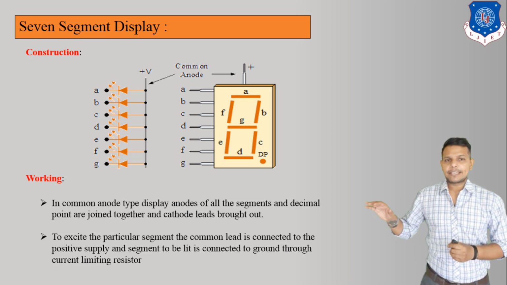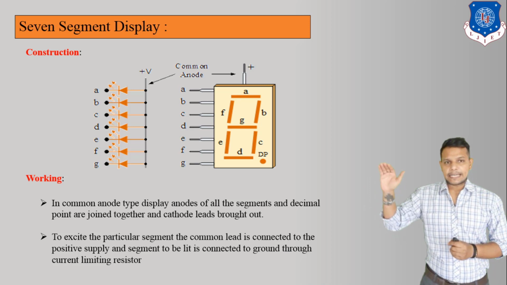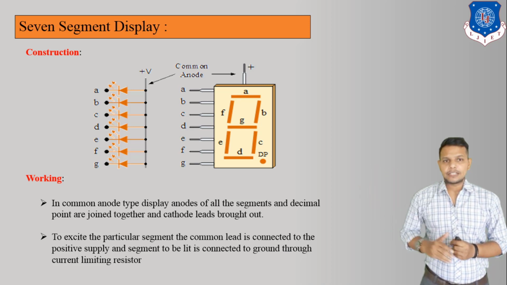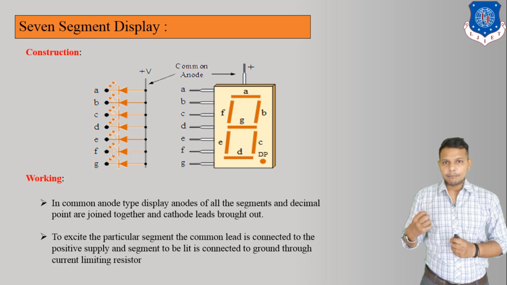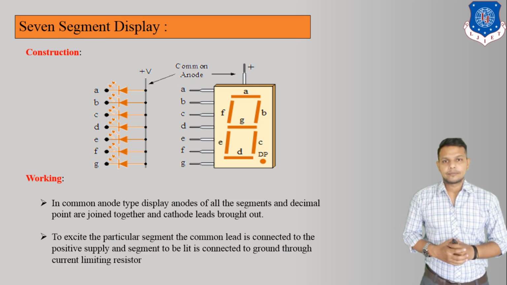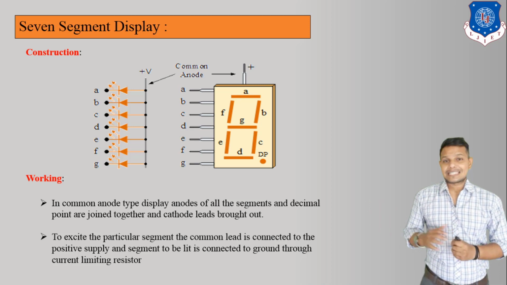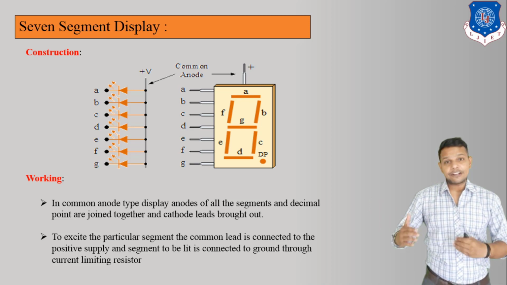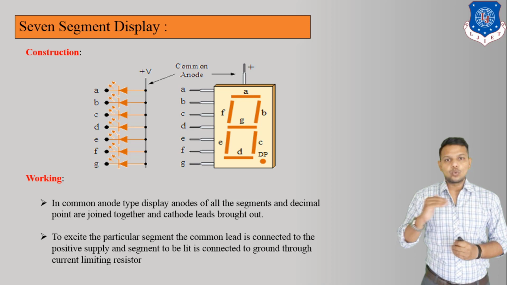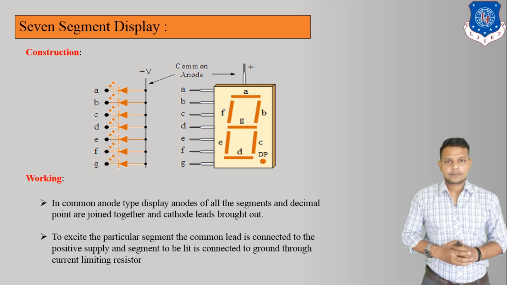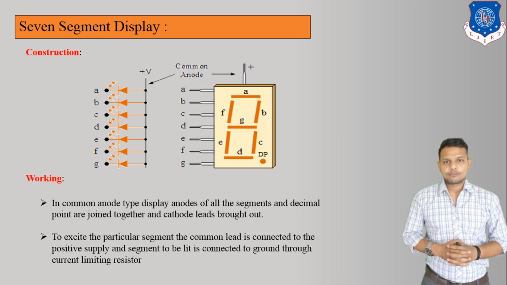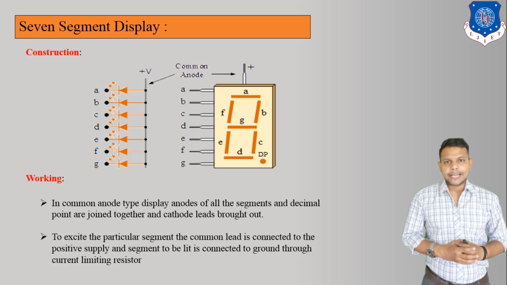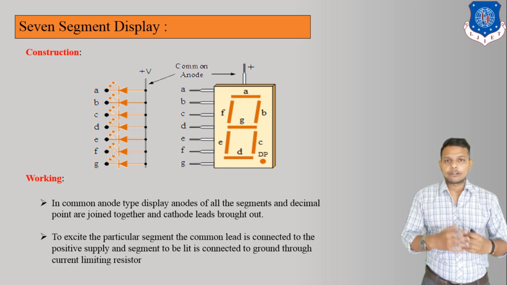Here we can see 7 segments, that means A, B, C, D, E, F, G. There are 7 different segments which combine to represent numbers 0 to 9. So it is known as a 7-segment display because it represents the numerical numbers 0 to 9. 7-segment displays are of 2 different types: number 1, common anode type, and number 2, common cathode type.